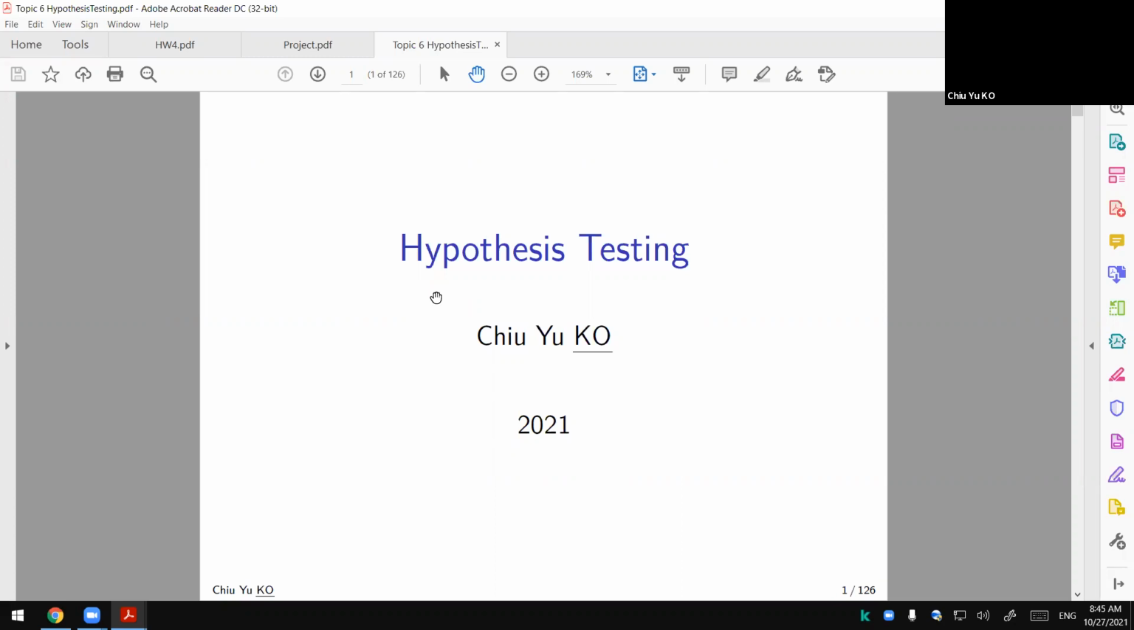And the second thing, besides estimation, is called hypothesis testing. So basically there are 2 things in statistics.